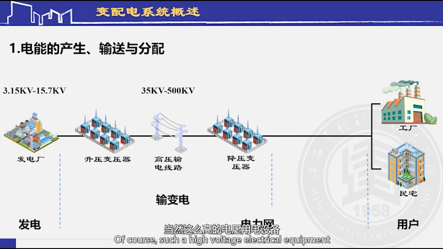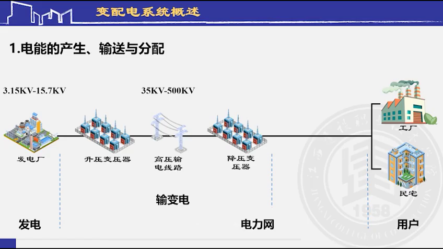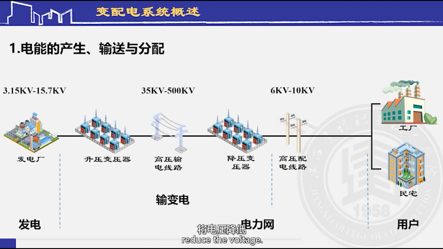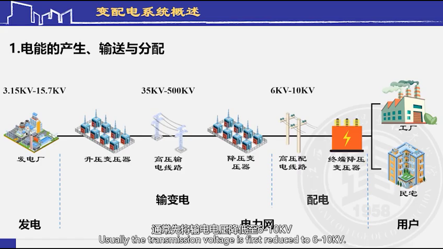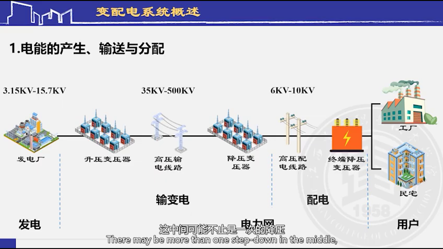Of course, such high voltage electrical equipment is not used when power is transmitted to the power area. Need to set up a buck substation to reduce the voltage. Usually the transmission voltage is first reduced to 6 to 10 kV. There may be more than one step down in the middle, and it will pass through a multi-stage step-down substation.